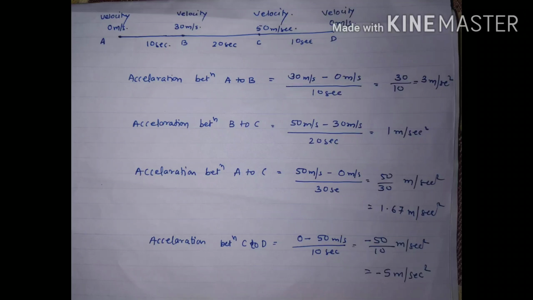We can easily see that for the acceleration between C and D, the final velocity is 0 and initial velocity is 50. Therefore the subtraction becomes minus 50 meter per second, and the time taken is 10 seconds. Therefore the acceleration is minus 5 meter per second square. The acceleration is negative because in this case the velocity is decreasing, and such a case is called negative acceleration. This happens when brakes are applied. When the accelerator is pressed, velocity increases, and the rate of increase of velocity is positive. But when brakes are applied, acceleration is negative, that is, the rate of change of velocity is negative.